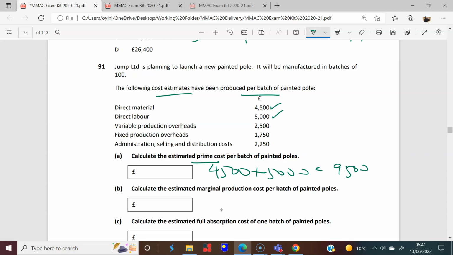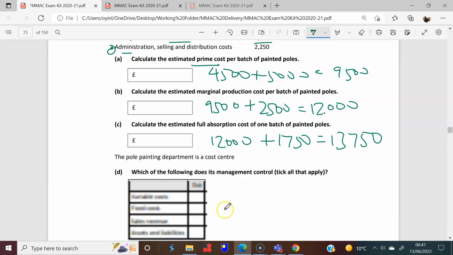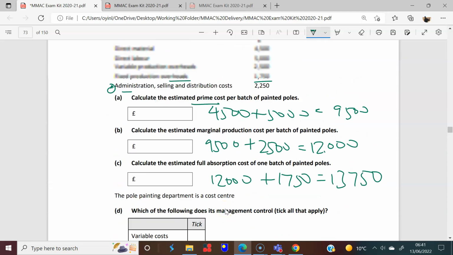Then we now know what the marginal cost is. The marginal cost wants you to include all. So we just add on the 9,500, we add on the 2,500, which is 12,000. And then we add on to that, in terms of the full absorption cost, the 1,750, which is 13,750 to that as well. Remember, this is not a production cost, so that will be considered a non-production cost.